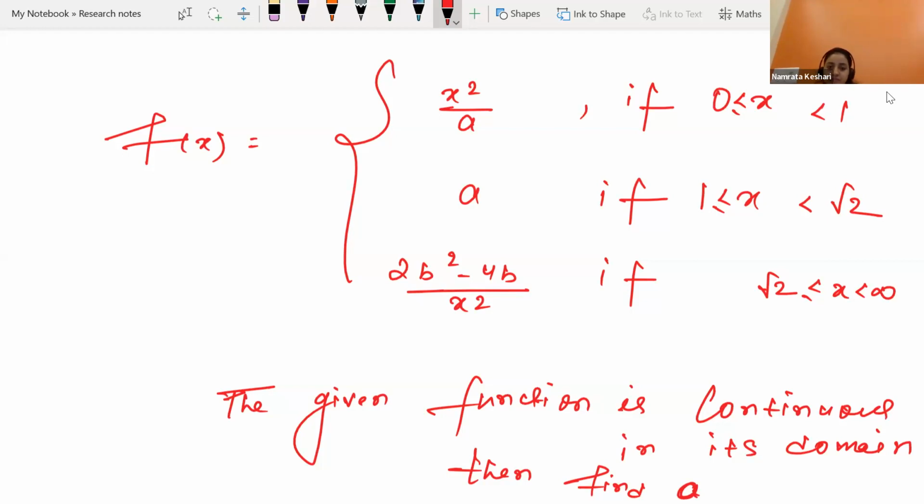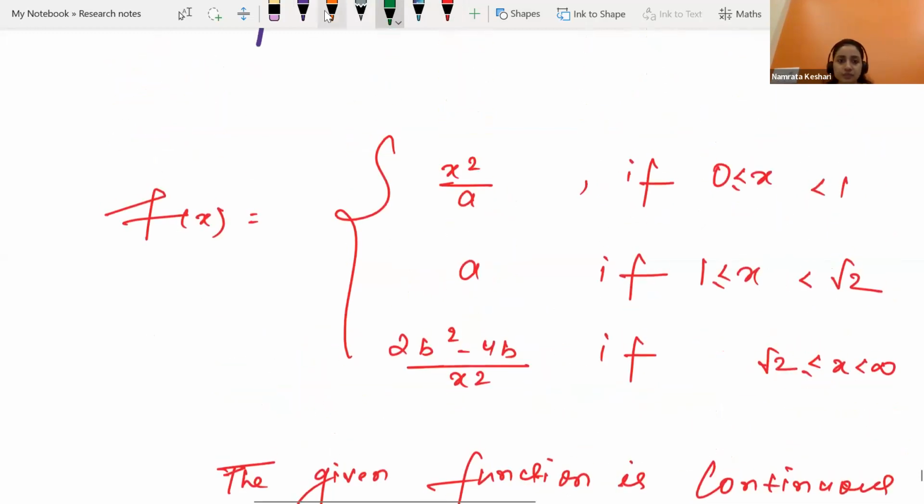I got two equations. Here it looks like two points can be problematic, and one of them is one. I got a equals 1 and b squared minus 2b equals 1. You got a equals 1, right? Basically, we only need to find the a value. Let me check with you. If we check 1 minus h, it is less than 1 plus 1, x squared by a.